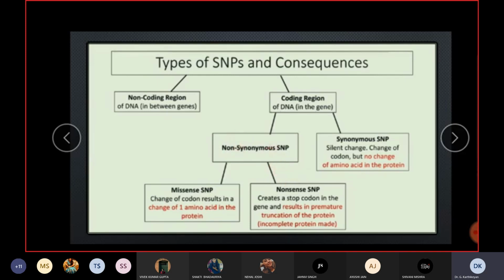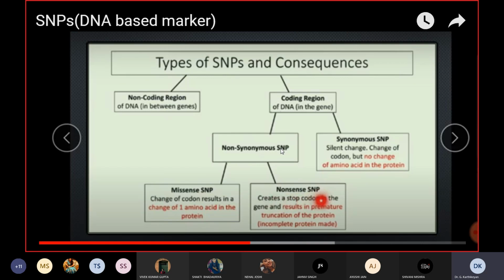Non-synonymous SNP is further divided into two: missense SNP and nonsense SNP. Missense SNP leads to the change of codon, resulting in a change of one amino acid in the protein, while nonsense SNP creates a stop codon. So typically in a missense SNP, one aromatic amino acid could be replaced by another aromatic amino acid. For example, tryptophan could be replaced by phenylalanine or vice versa. Or an acidic amino acid gets replaced by another acidic one. For example, glutamic acid could be replaced by another acidic one, right?